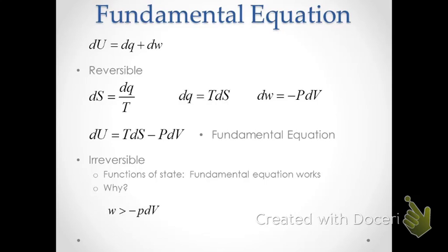Well, even though they're not equal, it turns out that dw is greater than negative PdV and dq is less than TdS, so that means they exactly compensate for each other in a way that allows us to apply this equation.